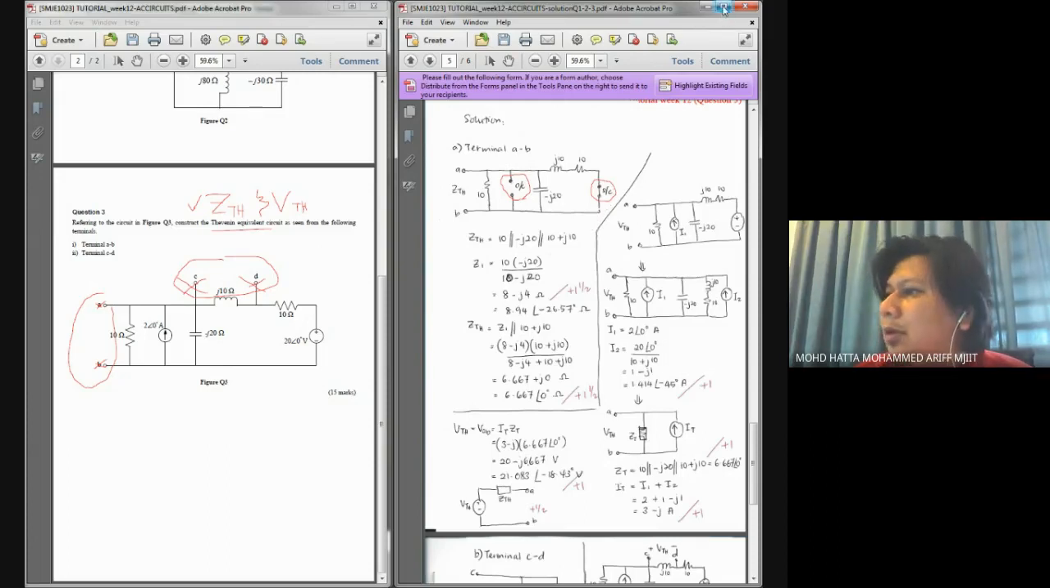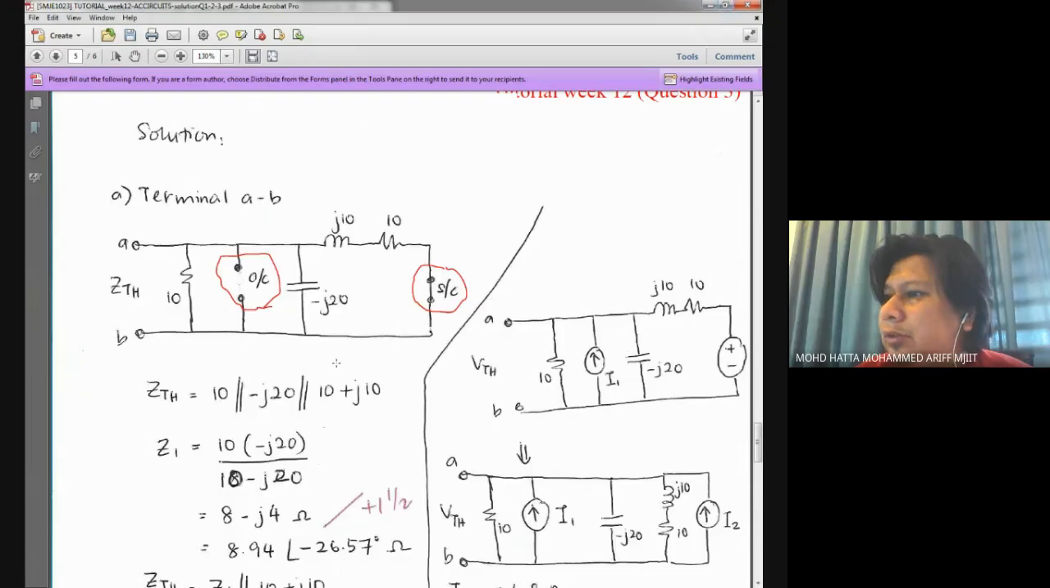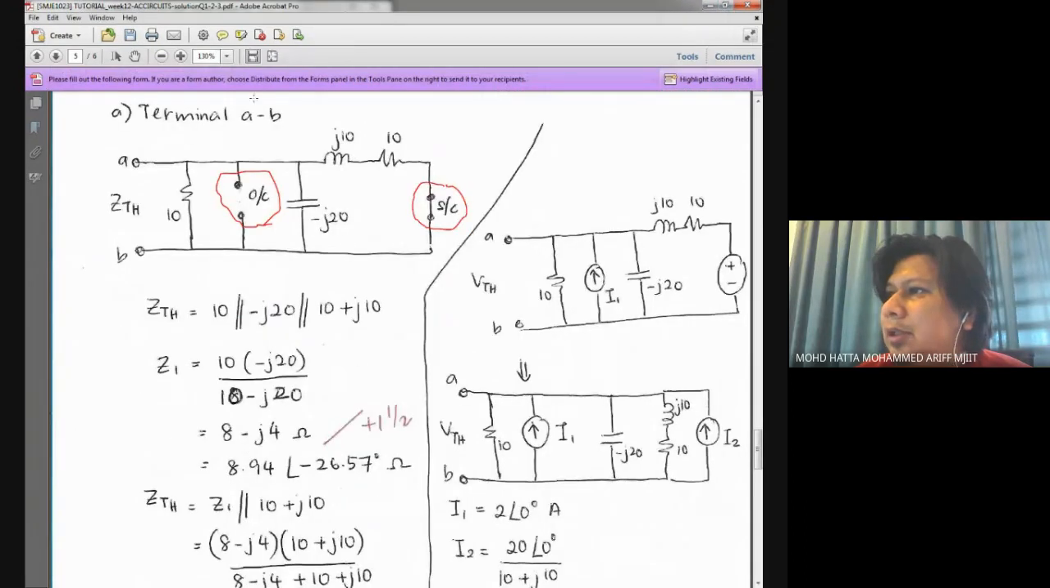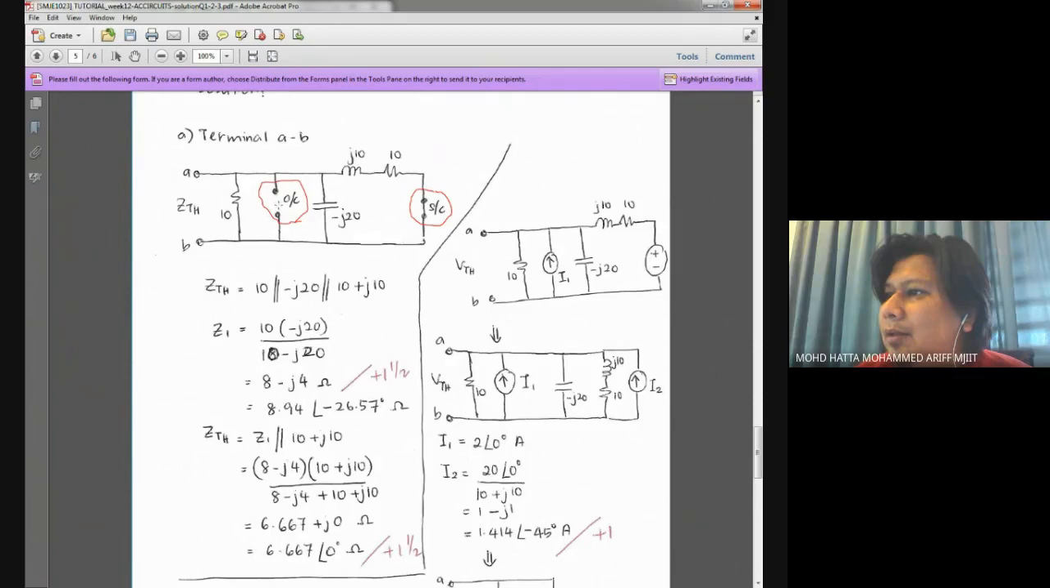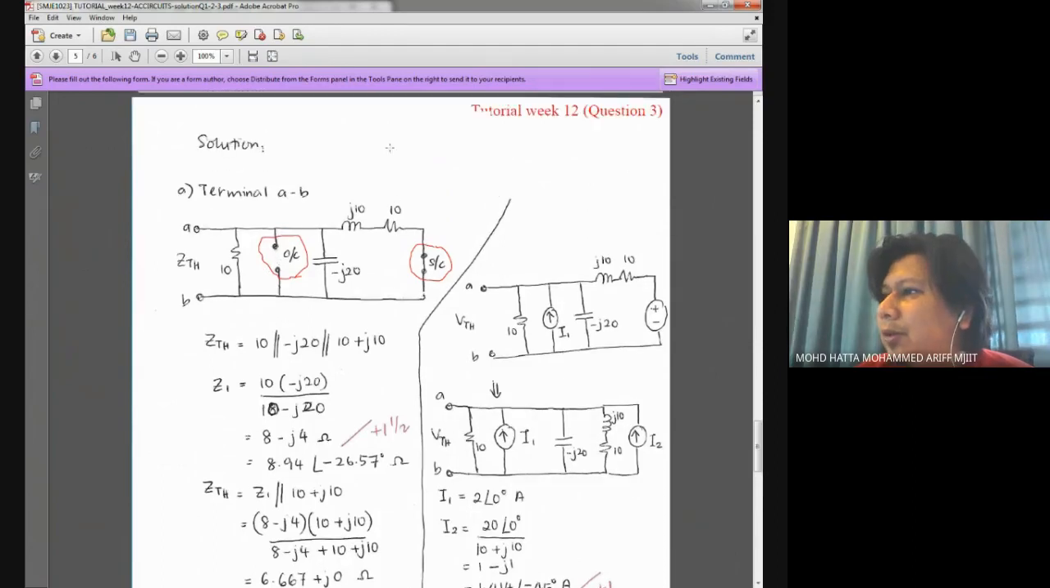So we should proceed to the solution. To find ZTH, since this is an open circuit, I can redraw it back. We have, what happened? Oh, okay.